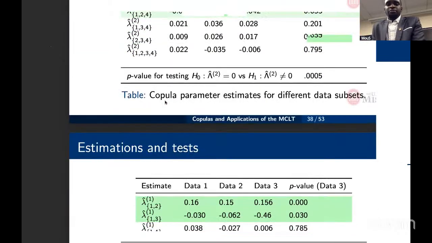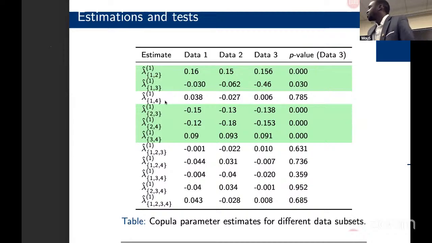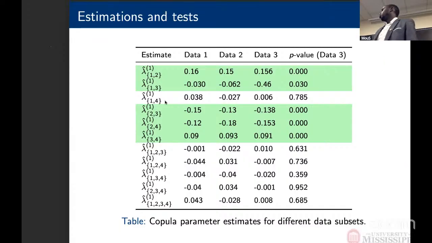We do the same for lambda 1, and all those in green are significant values. We cannot drop them because they have almost 0 p-values. We have 0 and sometimes 0.03. So they are significant, and we can keep them in our model selection. All those describing 3-level dependence or 4-level dependence are non-consistent and even non-significant for that study.